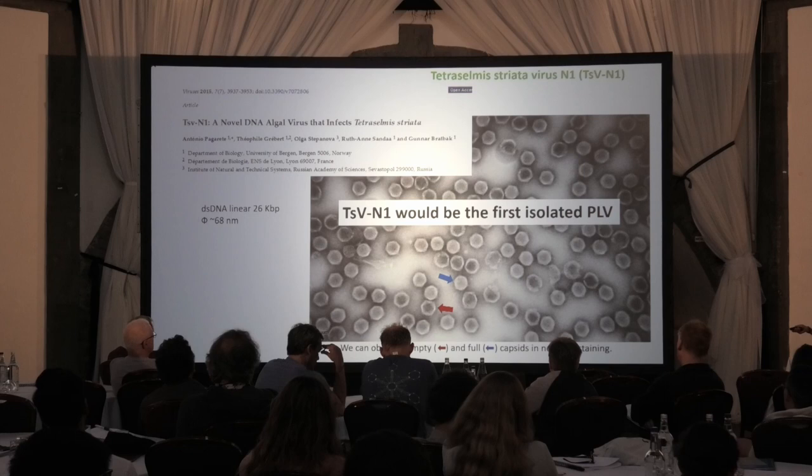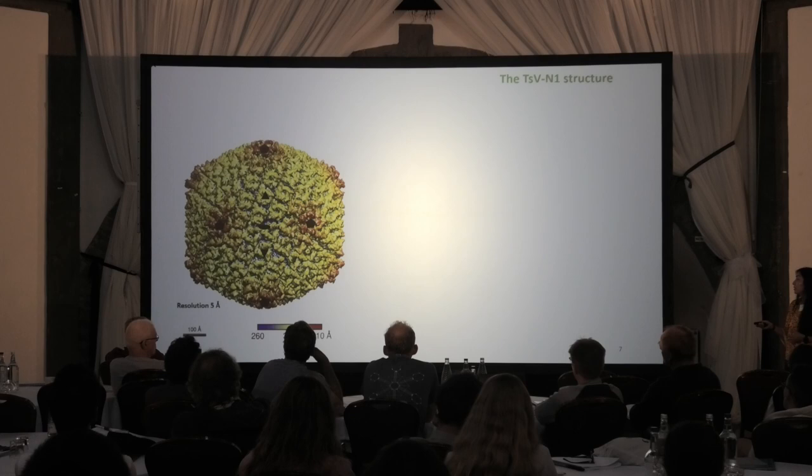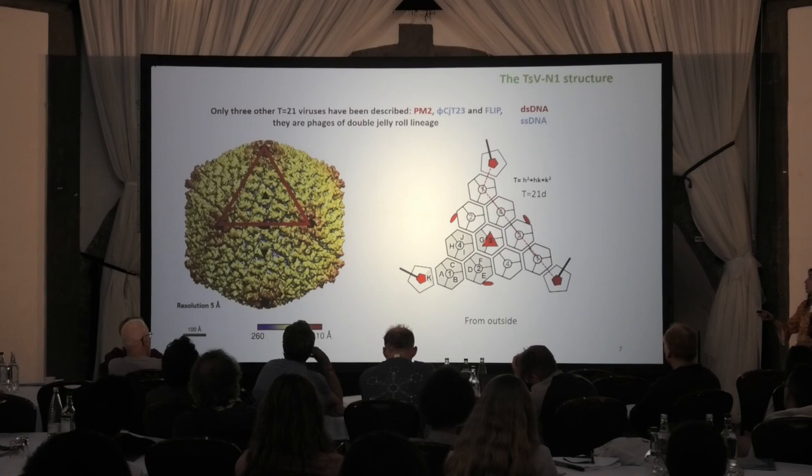In mass spec, we detect 12 proteins, so this is a complex virus. In a previous map at 5 Angstrom resolution, we determined the triangulation number, in this case 21. Only 3 viruses have this triangulation number. They are phages and belong to the double jelly roll lineage.